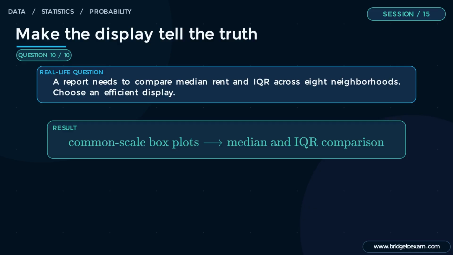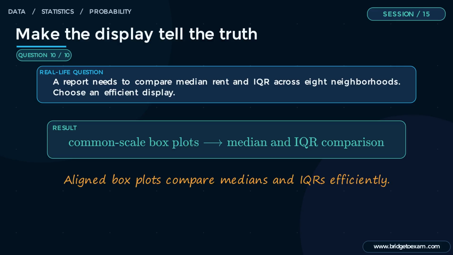Quick check. All boxes must share the same scale for visual comparison. This matters in real life because housing analysts use box plots to compare typical cost and variability across areas.